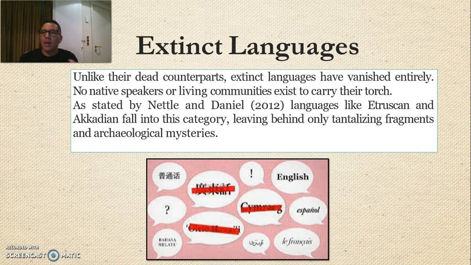An extinct language. So unlike their dead counterpart, extinct languages have vanished entirely. That means that no native speaker or living community exists to carry their torch. When somebody is not using the language, that means that they are not using this language anymore, right? So as stated by Nero and Daniel 2012, languages like Etruscan and Akkadian fall into this category. So it's probably that you are thinking about an extinct language. However, I put this kind of language, Etruscan and Akkadian, right? Akkadian was a language spoken in Pakistan, Afghanistan, Israel, Egypt, in that continent.